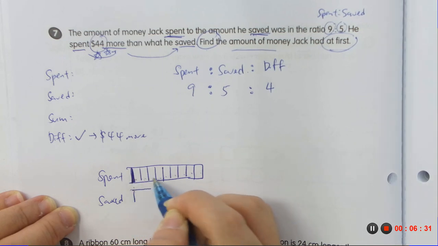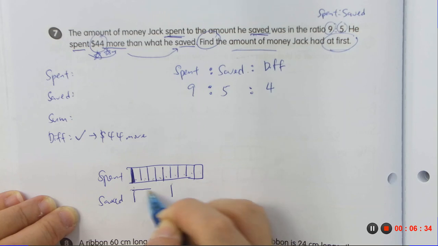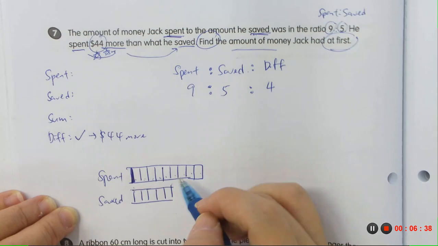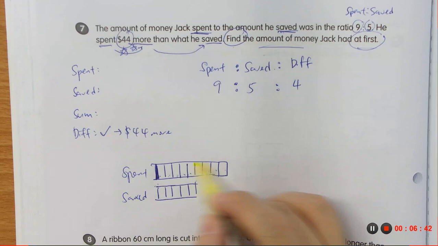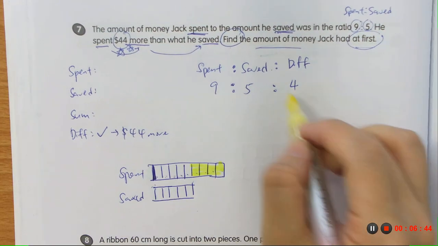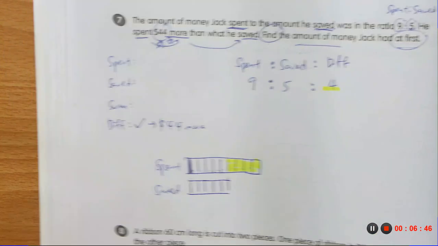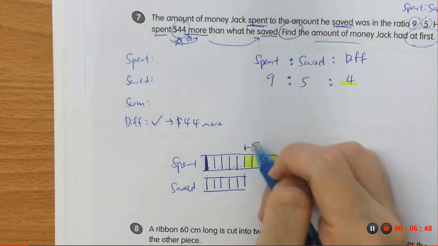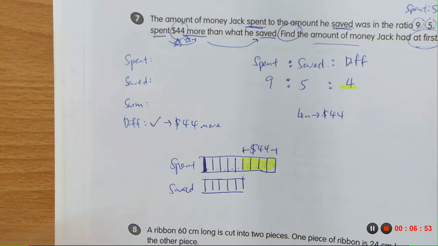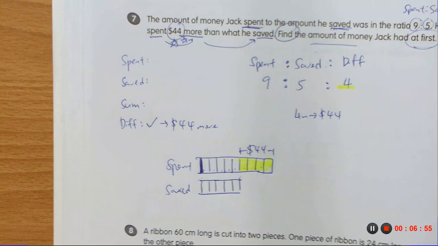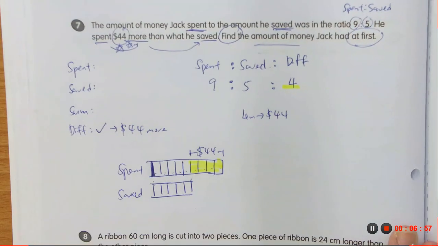One, 2, 3, 4, 5. So here's the difference. The 4 units, and let's say this is $44. So 4 units equals $44. Okay, then the question here says find the amount of money Jack has first.